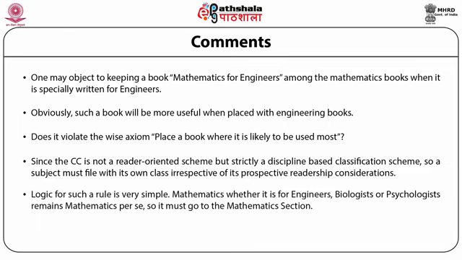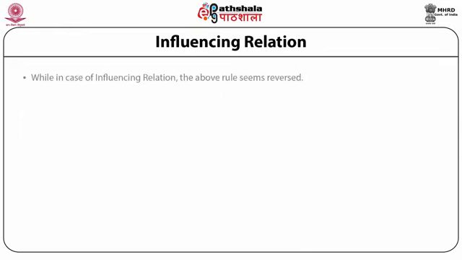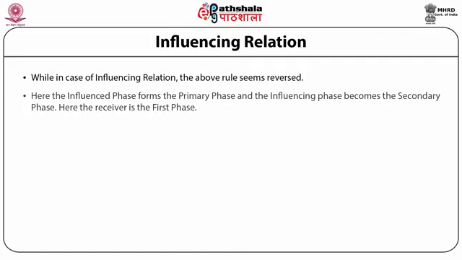The logic for such a rule is very simple. Mathematics, whether it is for engineers, biologists or psychologists, remains mathematics per se, so it must go to the mathematics section, hence the primary phase. Influencing relation. While in case of influencing relation, the above rule seems reversed. Here the influenced phase forms the primary phase and the influencing phase becomes the secondary phase. Here the receiver is the first phase.